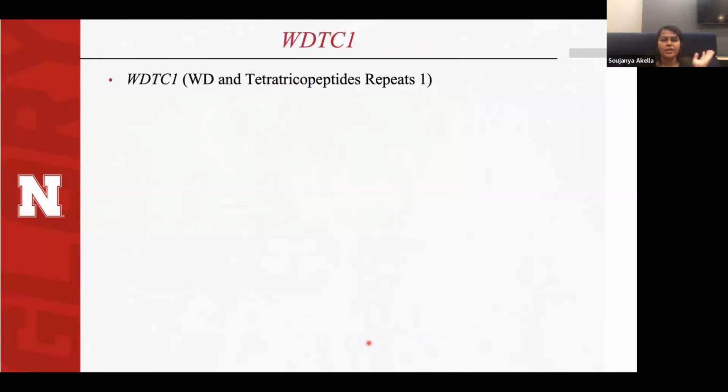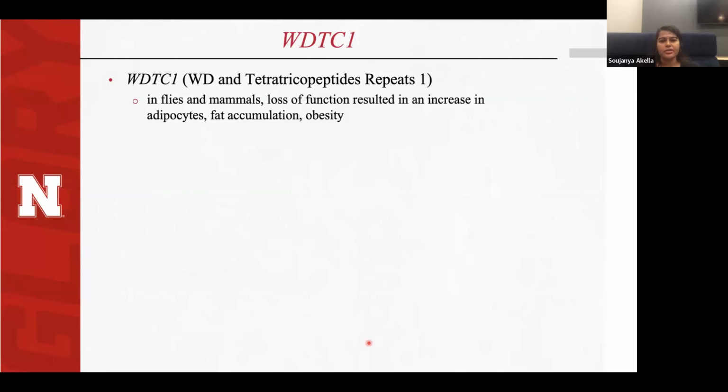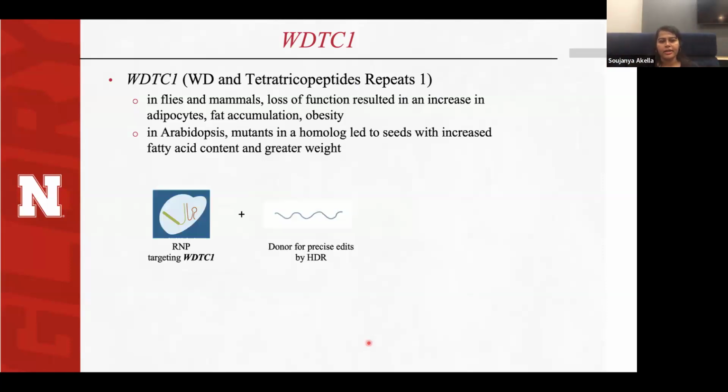Okay, so WDTC1 is just another example. I'll go over it quickly. They found that in flies and mammals, loss of function meant an increase in adipocytes and fat accumulation. In Arabidopsis, in mutants of a homologous gene, they saw that the seeds had an increased fatty acid content and greater weight. Again, it comes down to the same thing, where they want to see if they can use these organisms as a source of biofuels, basically, which is why usually they're interested in lipid levels. So again, we design an RNP that targets this WDTC1 gene. You have a donor, and then we tried it with a paromomycin resistance cassette.